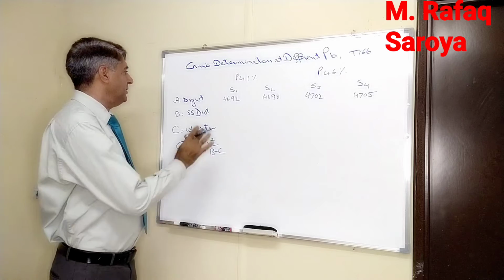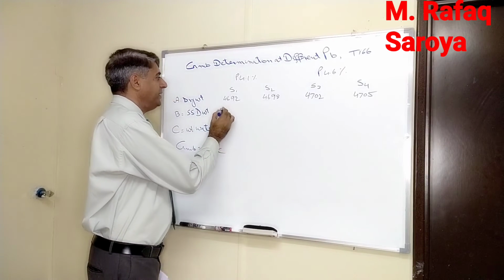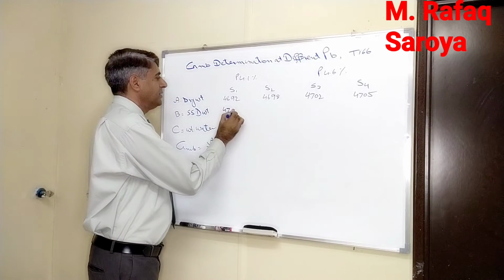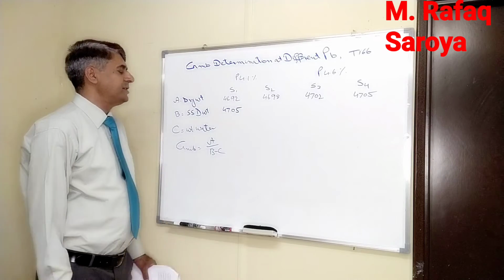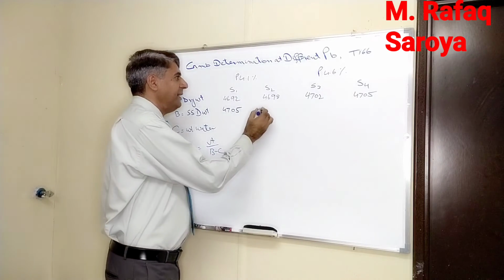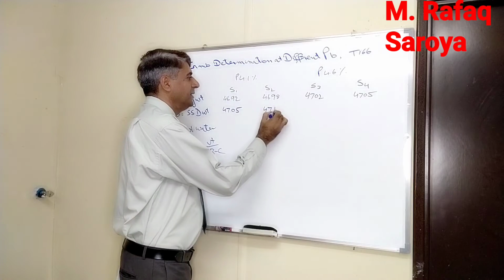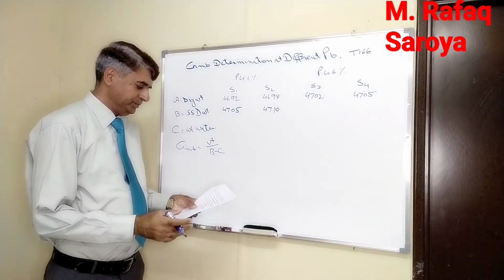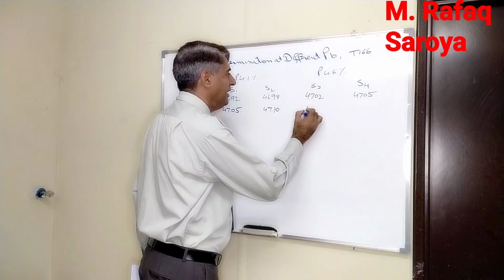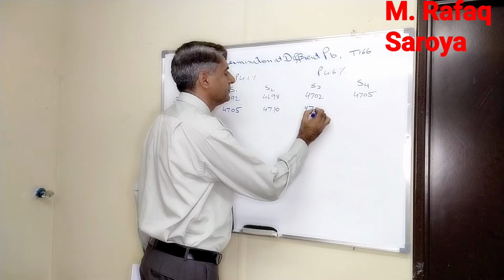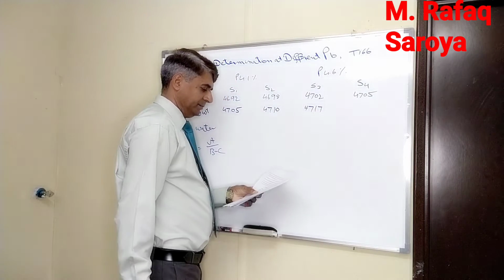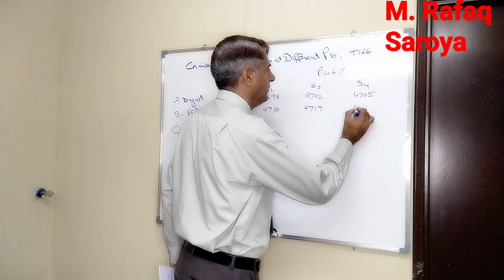When they are in SSD form, 4705, SSD weight of sample number 1, 4710, SSD weight of sample number 2, 4717, 4718.